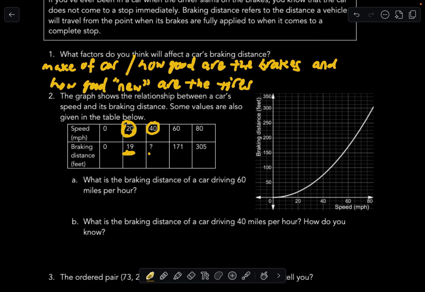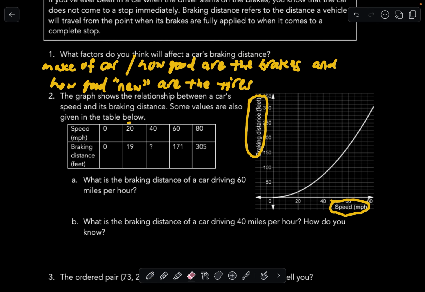40 miles per hour, we don't know. But we do know that 60 miles per hour is 171 feet to stop, and 80 miles per hour, you need 305 feet to stop. So that's on the table. They also give you a graph that represents your speed, which is the input, which is the x value, the x thing down here. And then the output is the braking distance in feet. So this is a graph of your braking distance as a function of speed, which is how we would say it.